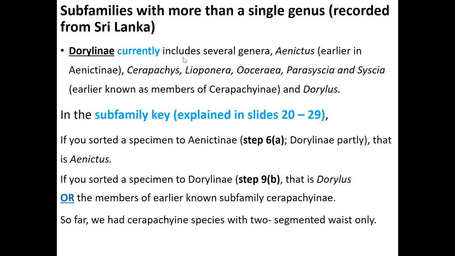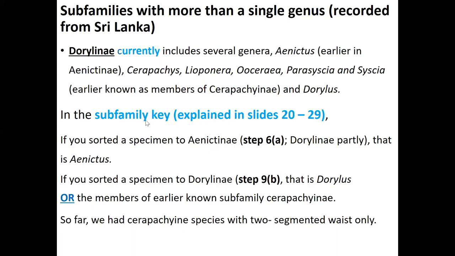So Dorylinae currently includes several genera: Aenictus, which was earlier in Aenictinae, and Cerapachys, Lioponera, Eusphinctus, Parasyscia, and Syscia. Lioponera we reported from Sri Lanka recently. Eusphinctus we reported from Sri Lanka recently. And Parasyscia and Syscia, all these were earlier known as members of Cerapachyinae. And the other one is Dorylus. So Dorylinae earlier included only the genus Dorylus. Now all these are included in the Dorylinae subfamily.